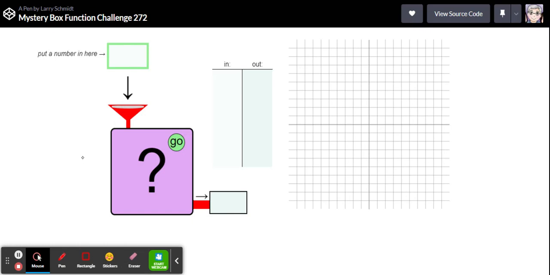Hello everybody and welcome to another Mystery Box Function Challenge. In the purple mystery box there is some math and your challenge is to figure out what it is.